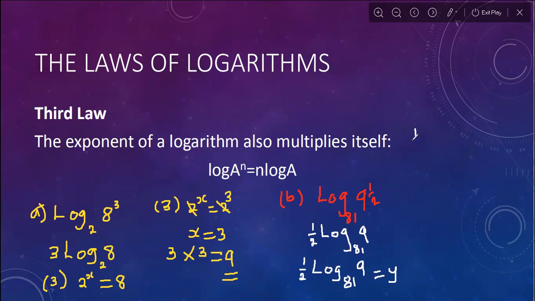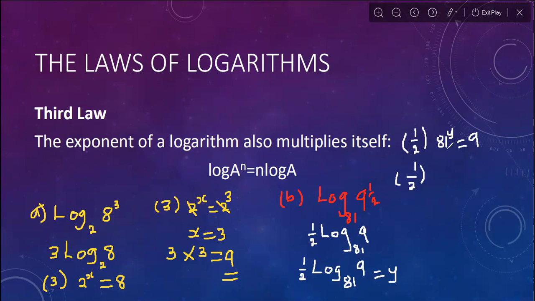So we have a half. So let's isolate it. We are going to have 81 raised to the power of y equal to 9, and then we make them have a common base, and the easiest way of doing that is to use 3. So let's not forget our friend, which is a half, just multiplying the log.